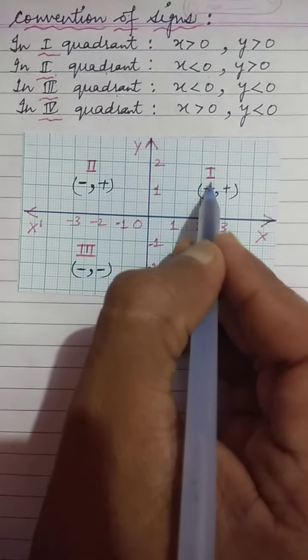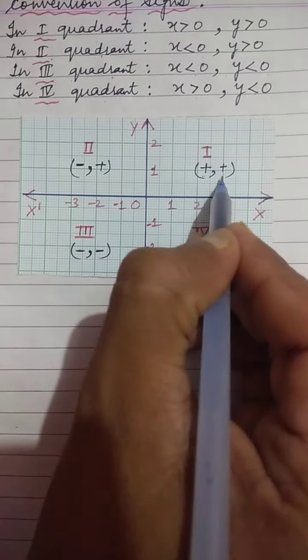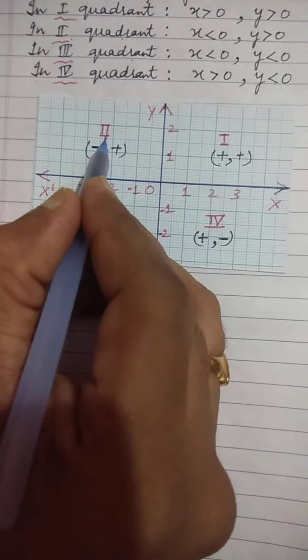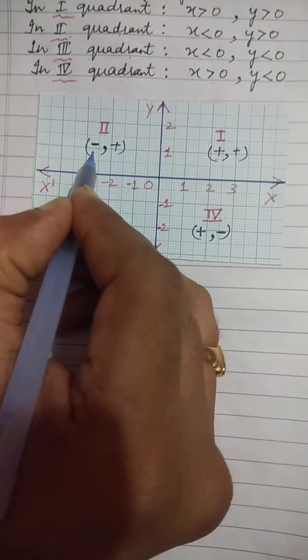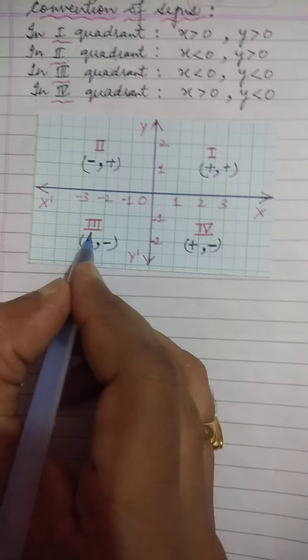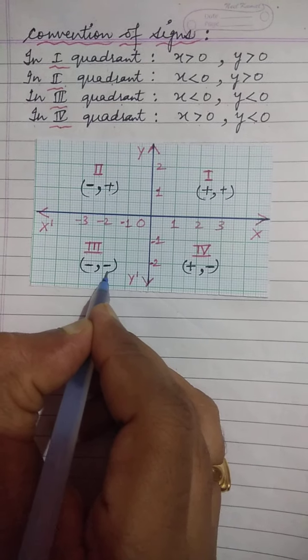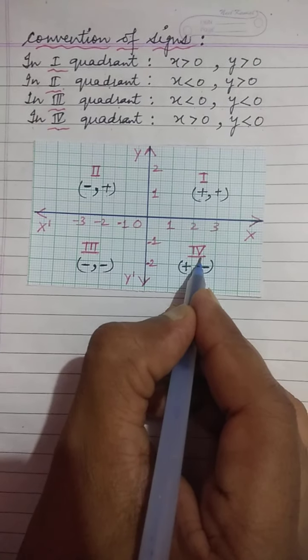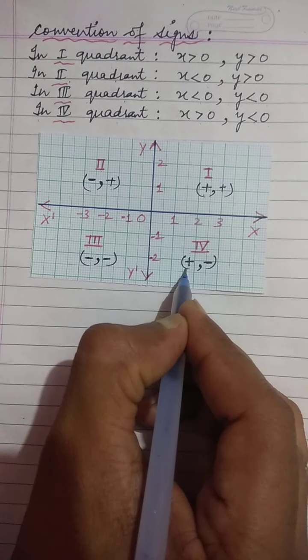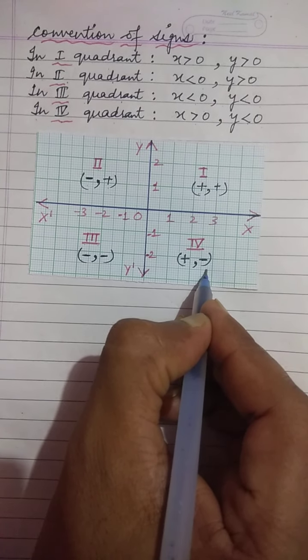That's why in the first quadrant we have written x coordinate as positive and y coordinate as positive. In the second quadrant, x coordinate is negative and y coordinate is positive. In the third quadrant, both x coordinate and y coordinate are negative. And in the fourth quadrant, x coordinate is positive and y coordinate is negative.